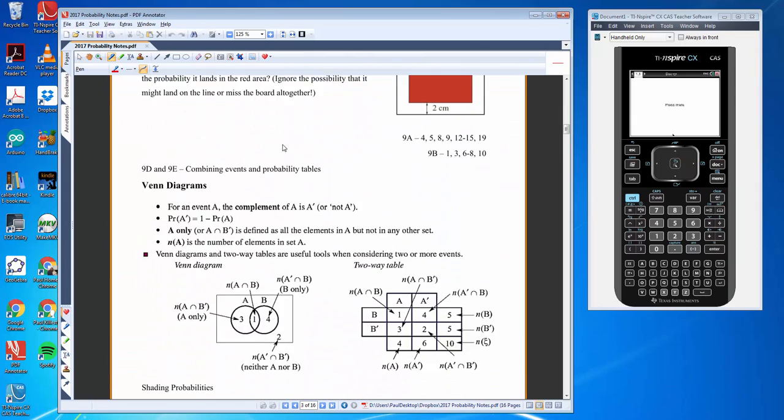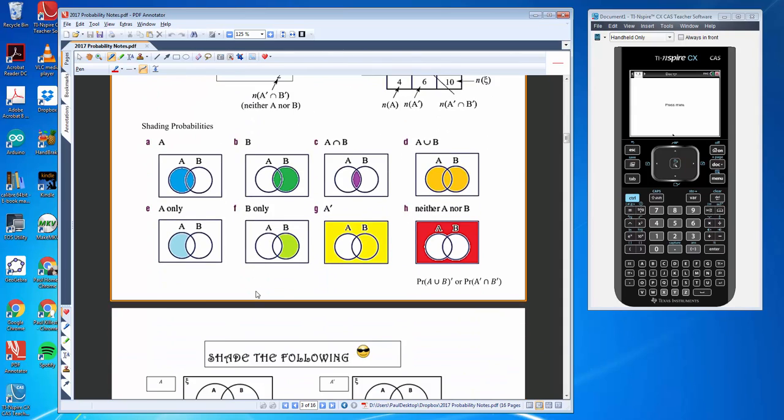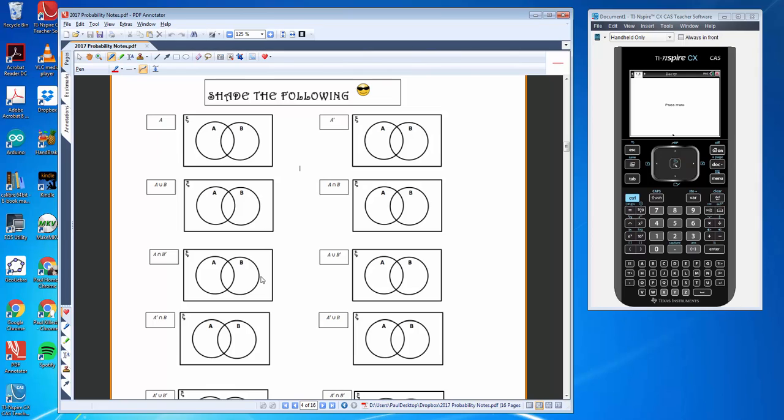Okay. So what I've given you here, or what you're going to work through, is Venn diagrams. I've given you some pre-done shadings here, but you need to know how to do your own shadings. So let's shade the following. We've got set A, set B here, and what we want to do is shade A. Okay, so this is A, so we're going to shade it. Pretty easy. Now we're going to shade not A, so that's everything other than A. So it's this one here, B only.